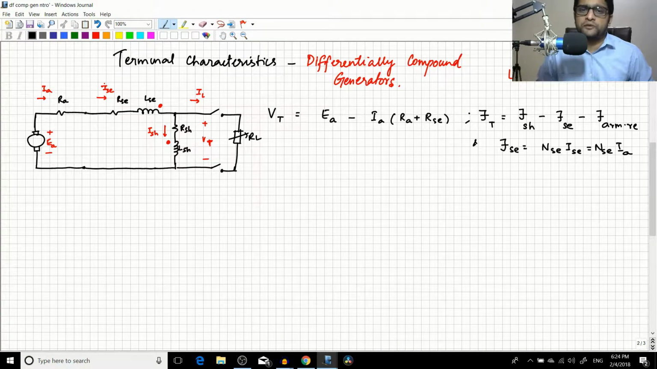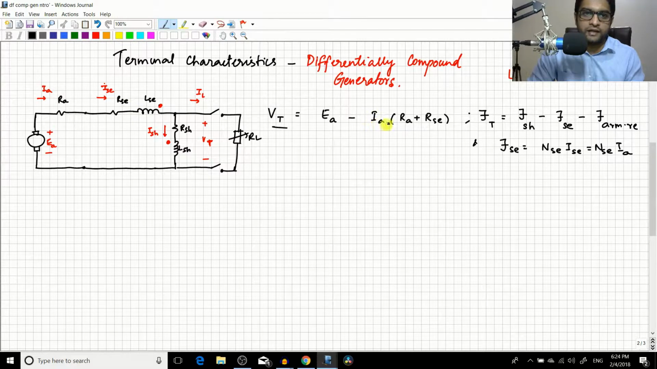Hello friends. In the previous session we gave an introduction to the differentially compound generators, and we drew the equivalent circuit. So this is the equivalent circuit of the differentially compound generator. You can see the dot polarities, how it becomes a differentially compound generator. So we wrote this equation, Vt is equal to Ea minus how many drops?